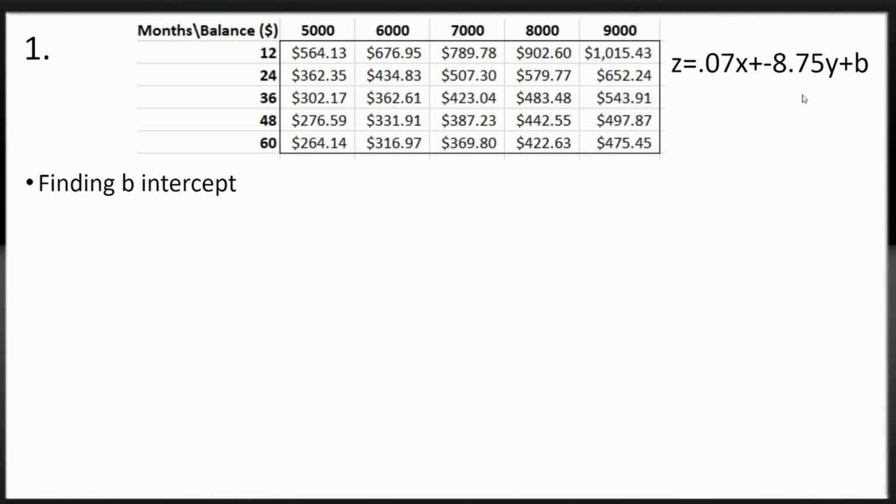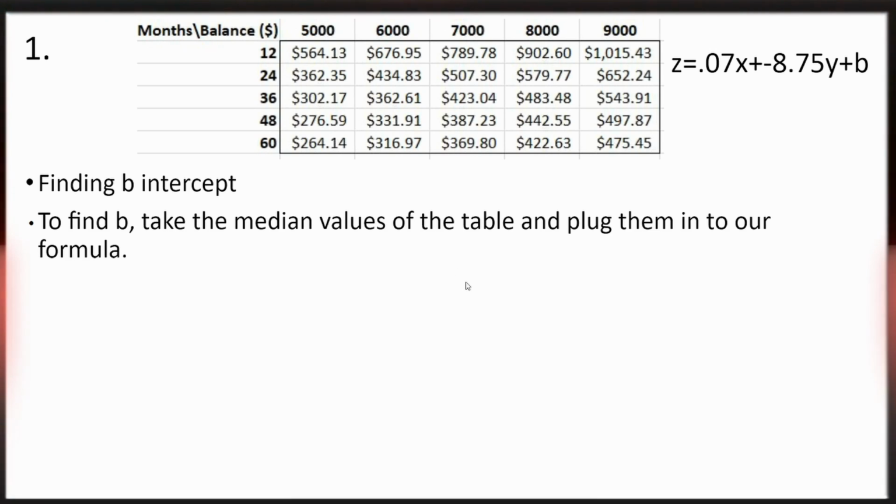So you see that pop up there. Now we're going to be looking for our b-intercept. The b-intercept is pretty straightforward. We just need to take the median value of the table and plug that into our formula. You could use any other value on the table. We just chose the median because that gives us pretty much the middle ground for what that intercept could possibly be.